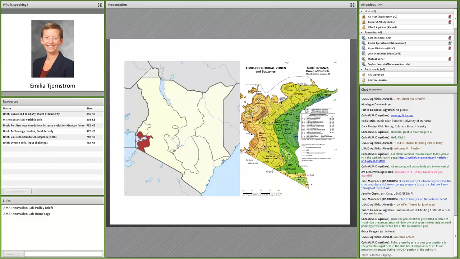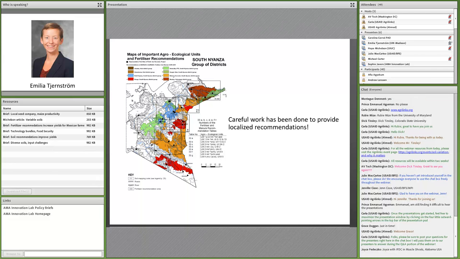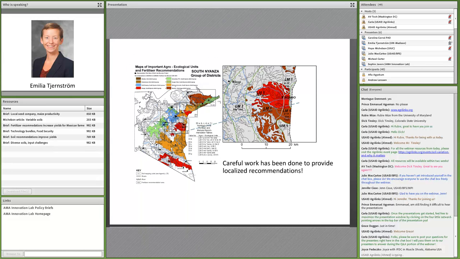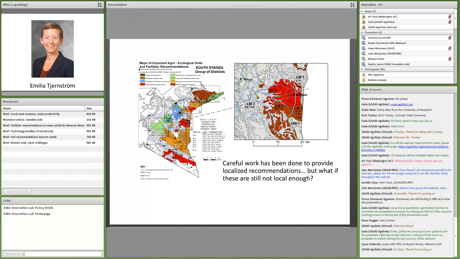I'm going to show you another map of the same region where the different colors and these different rectangles show different areas within which different fertilizer recommendations have been made, okay? Within these different sections, you can pull up a zoomed-in version and find a table within this handbook and look up fertilizer recommendations for that specific zone, okay? So this is partly to say that it's not as though local variability in the environment hasn't been considered before, but what if these are still not local enough, right?